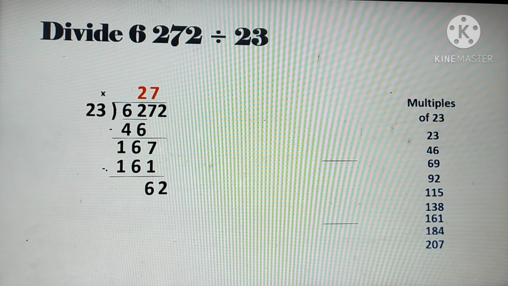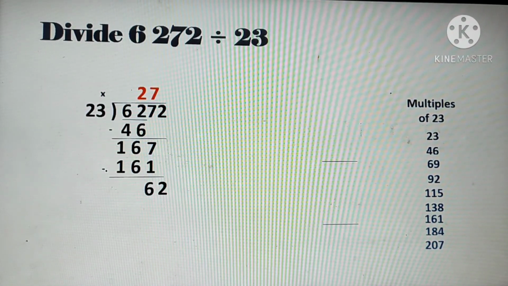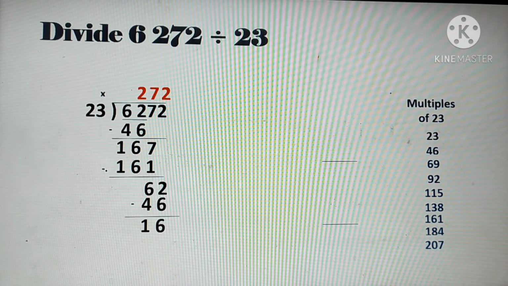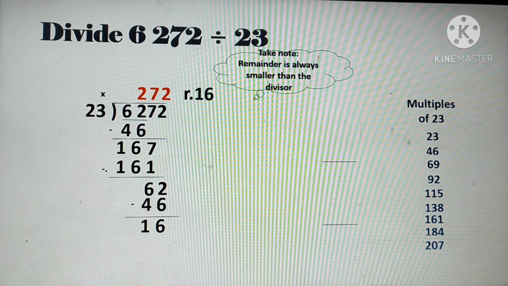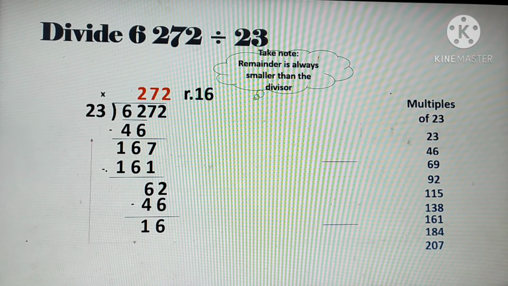So from the list, we don't have 62. We'll just consider 46. And 46 is the second multiple. So 62 divided by 23 is 2. And multiply. We have 2 times 23 is 46. Subtract. 62 minus 46 is 16. And since we don't have any more digit to bring down, 16 will serve as our remainder. And take note that the remainder is always smaller than the divisor.